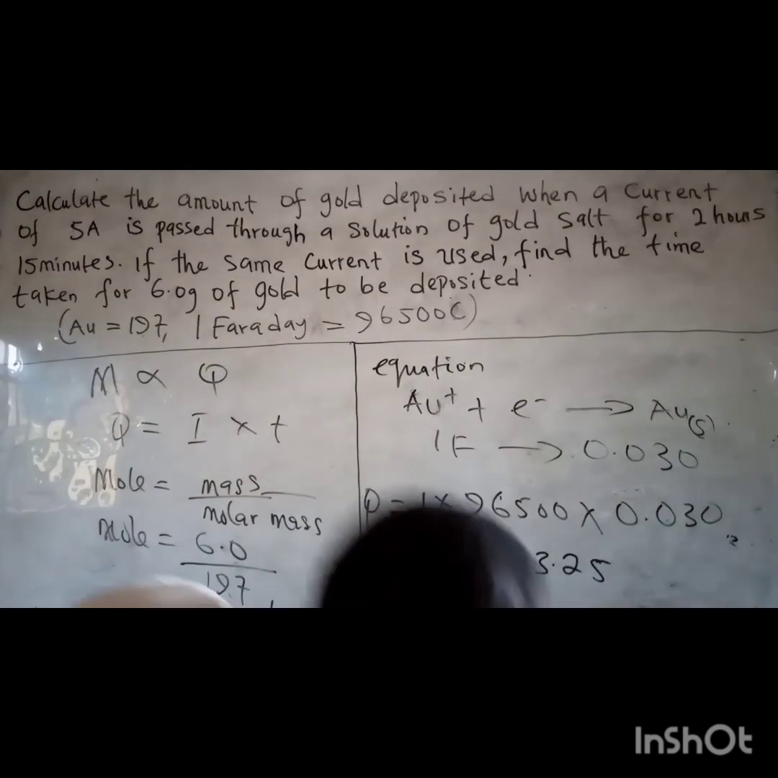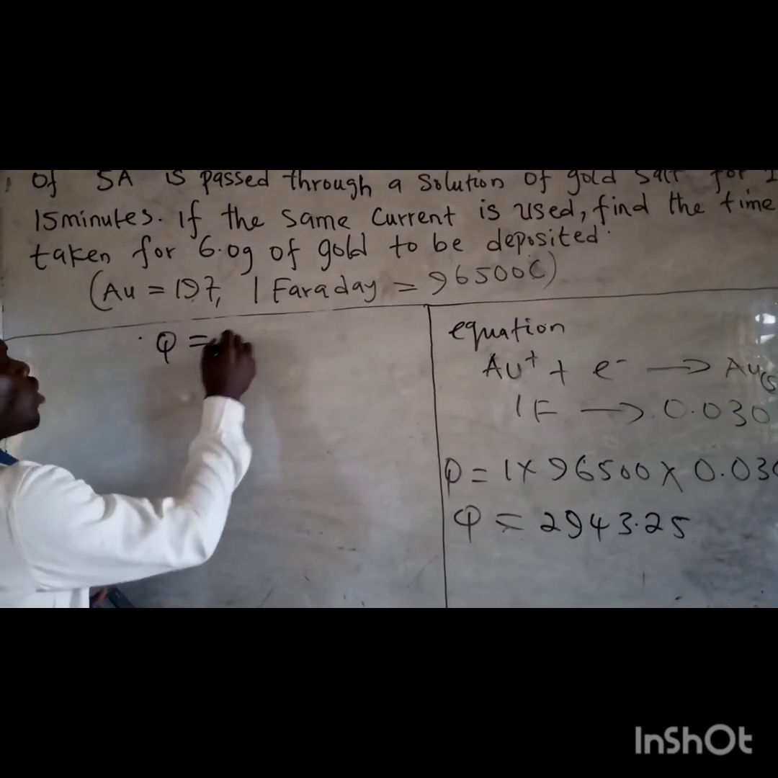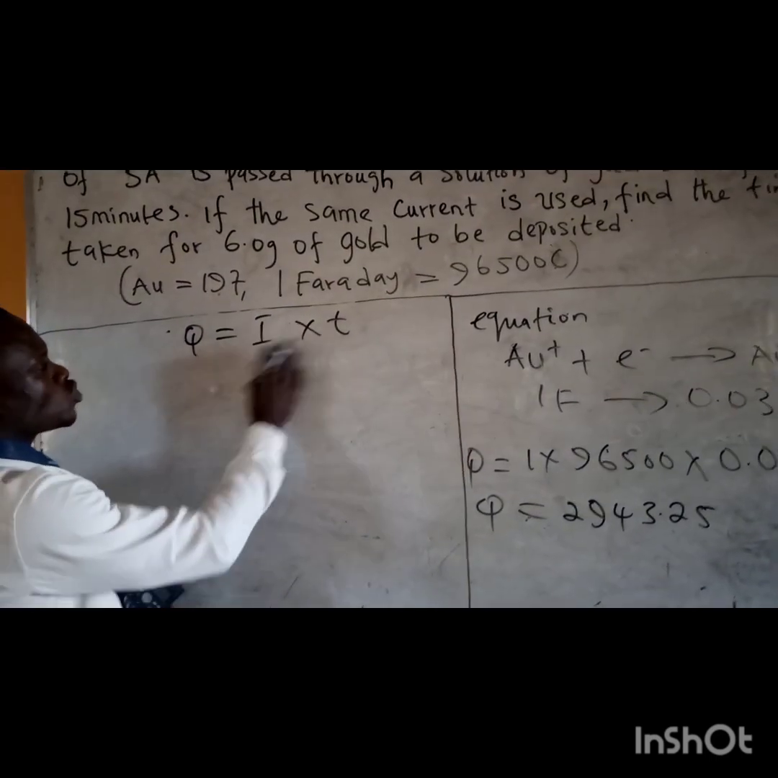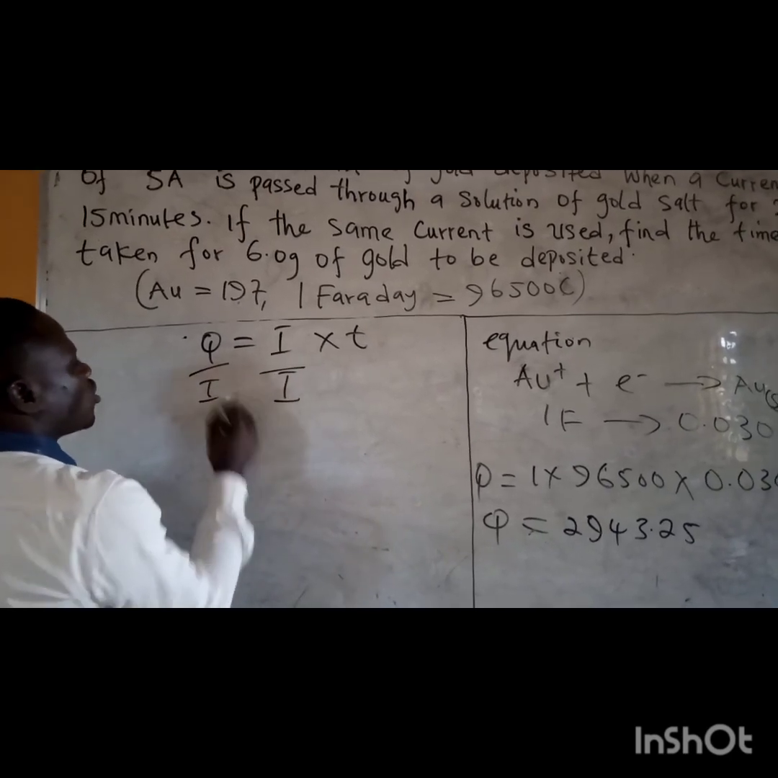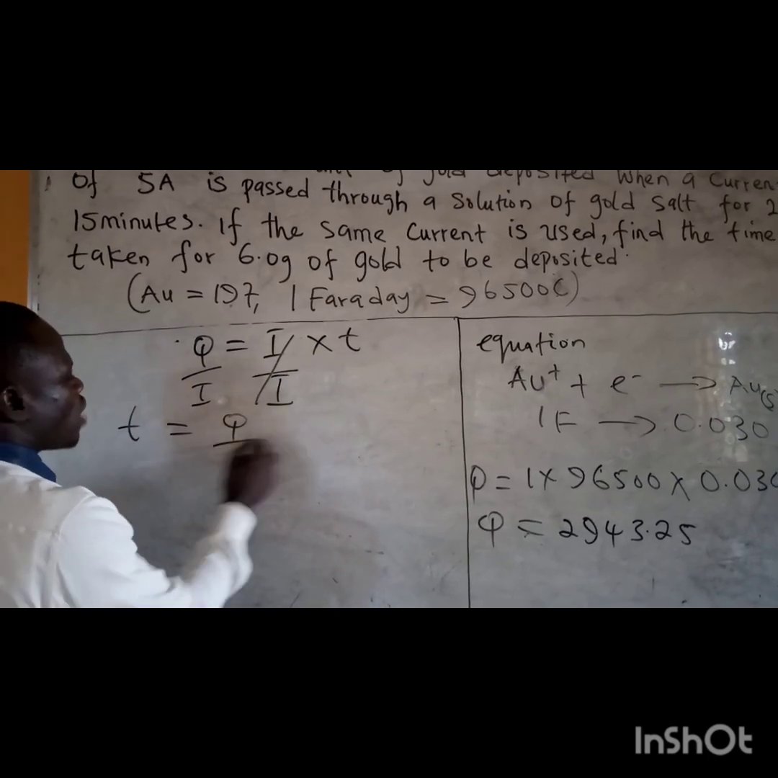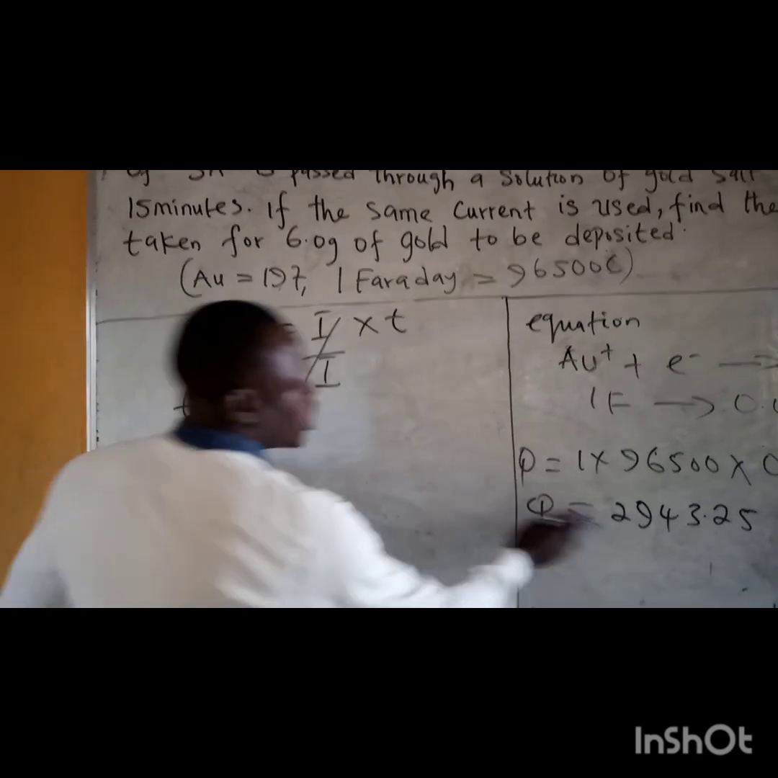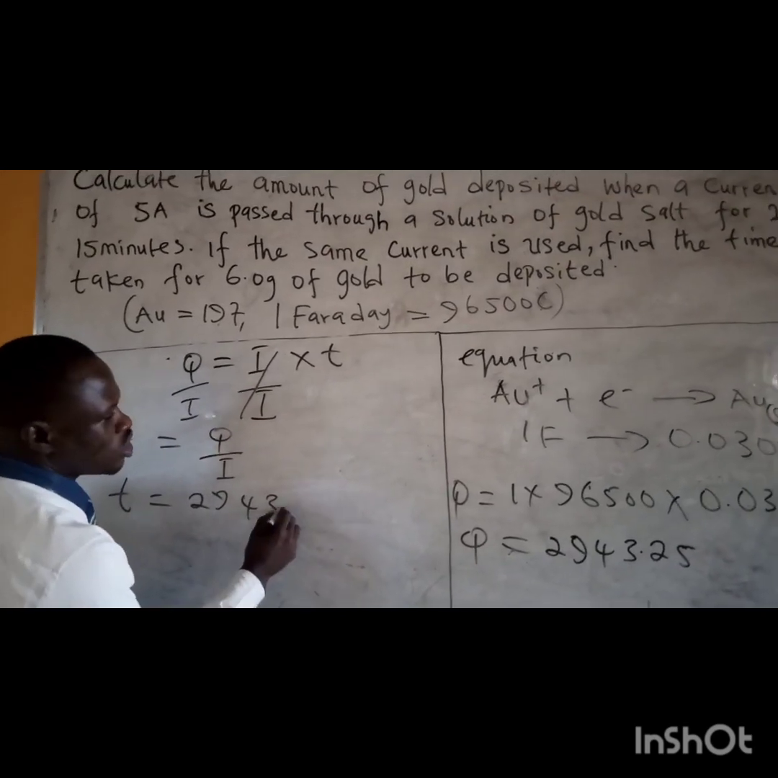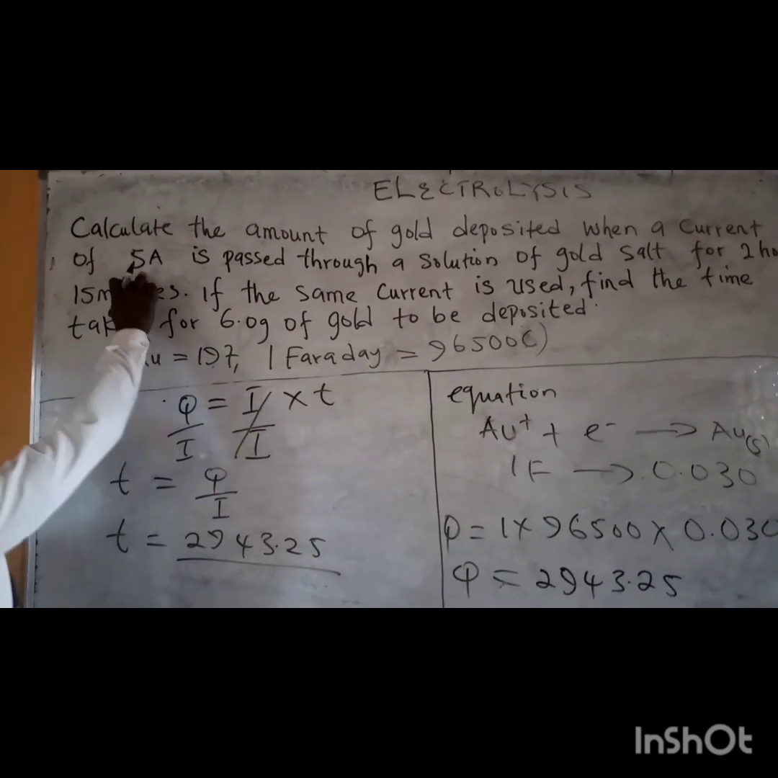Like I said, for you to get your time, you know that quantity is equal to current times time. Do you understand? So the next thing, since you are looking for time, you divide all through by current so that time will be alone. So you now have time is equal to quantity over current. Our quantity is 2,943.25, all over the current, 5 amperes.